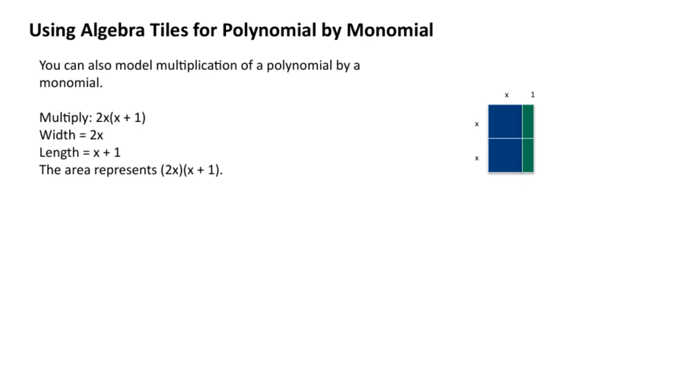Using algebra tiles here is very helpful. It allows us to visualize how each part of the monomial interacts with the binomial. The key idea is that multiplying a polynomial by a monomial scales each term, and the algebra tiles help us see this clearly.